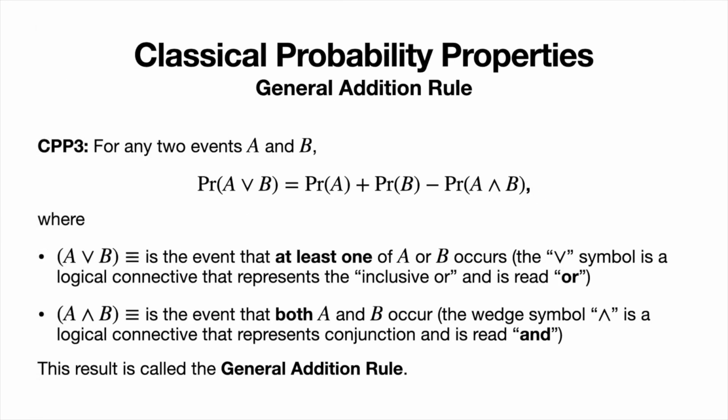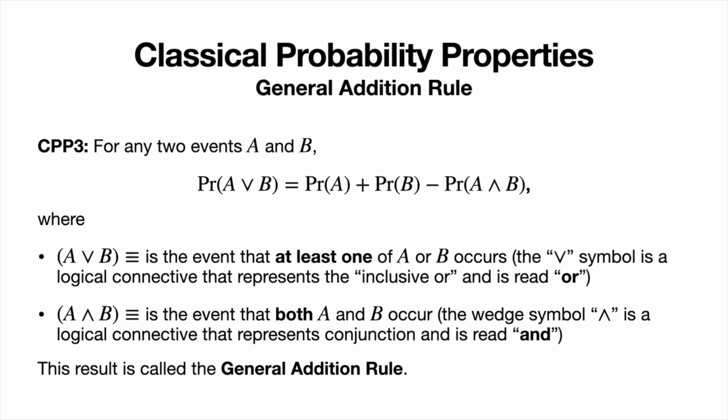Property 3 says that for any 2 events A and B, the probability of the composite event A or B is equal to the probability of A plus the probability of B minus the probability of the composite event A and B. Now again, this first composite event, A and then a V-like symbol and then B, is the event that at least one of A or B occurs. That V symbol is a logical connective that represents the inclusive OR and is read OR.